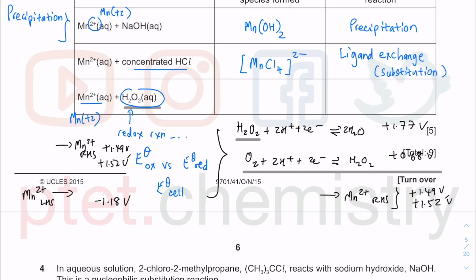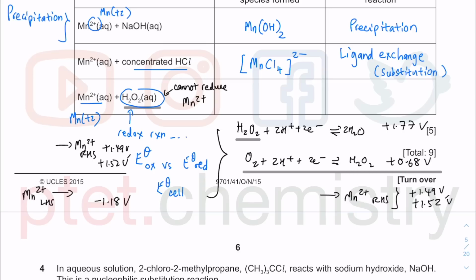Whereas if we look at the other way around, if this acts as reducing agent, then this becomes your E red and this becomes your E ox, where the H2O2 is on the other side, E ox. And the E red is less positive than this, +0.68 volt. This is not going to work. H2O2 will not act as reducing agent for Mn2+. It cannot reduce Mn2+. If you compare this E naught value, this is less positive than that.